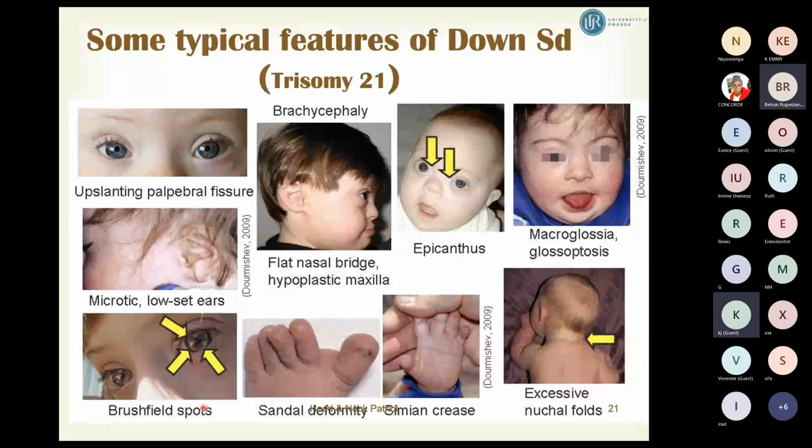So they have Brushfield spots in their eyes, they have sandal gap deformities of the feet and so on, and the simian crease. Muzuko tugira imirongo ibiri ariko umwe urimwe amashami hano mu kiganza, itatu, so yosa naho ari mirongo itatu ibiri ariko umushamitse. Excessive skin folds, afite ibikanu bitendera binini.